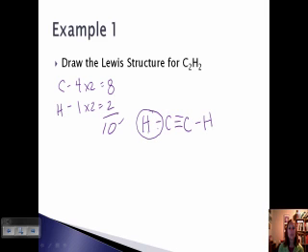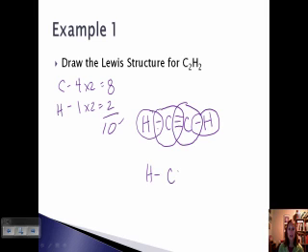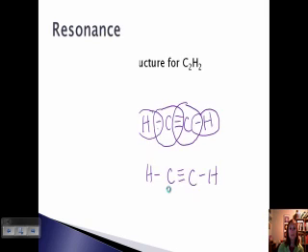Let's check that I satisfied all my rules. Hydrogen has 2, so it's satisfied. This hydrogen has 2, so it's satisfied. This carbon is sharing 2, 4, 6, 8, so it's satisfied. And this carbon is sharing 2, 4, 6, 8, so it's satisfied. So H, single bond, carbon, triple bond, carbon, single bond, hydrogen. That works for my Lewis structure.